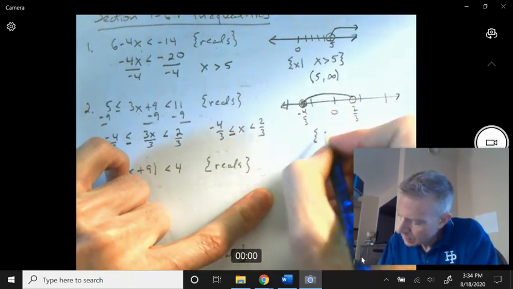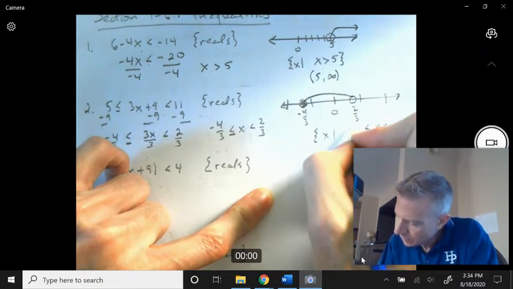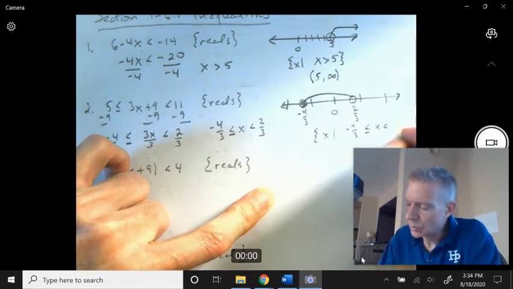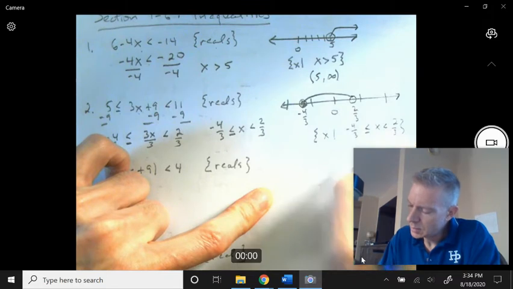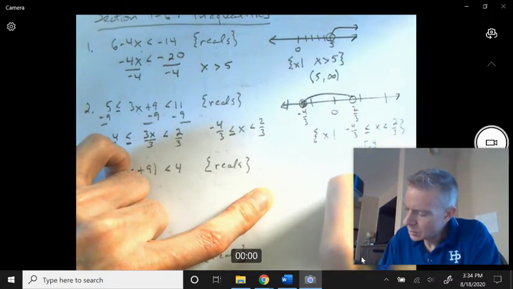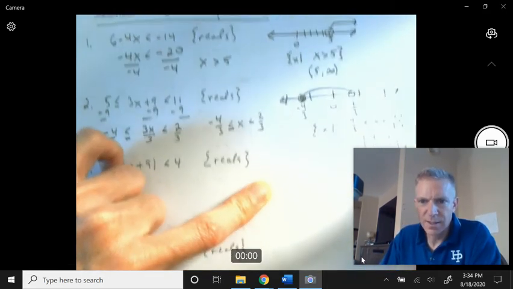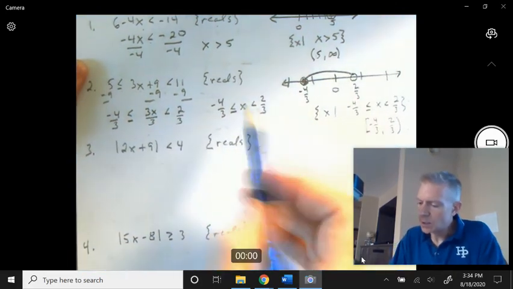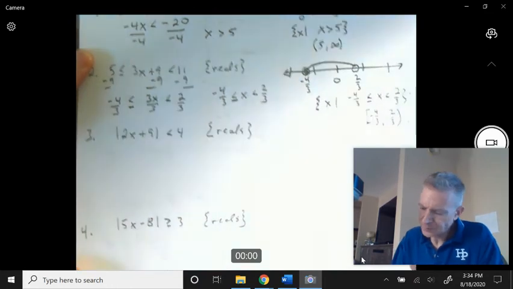Set notation: set of all x such that x is between negative 4/3 and 2/3. We're going to include the negative 4/3, but don't include the 2/3. And then interval notation would be negative 4/3 to 2/3. So these two things say the same thing. And we solved over the set of real numbers, so we're going to include everything. Those are all real numbers.